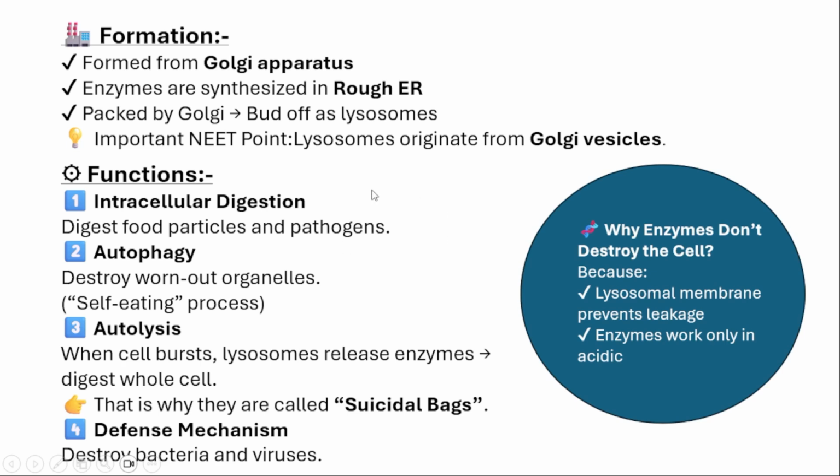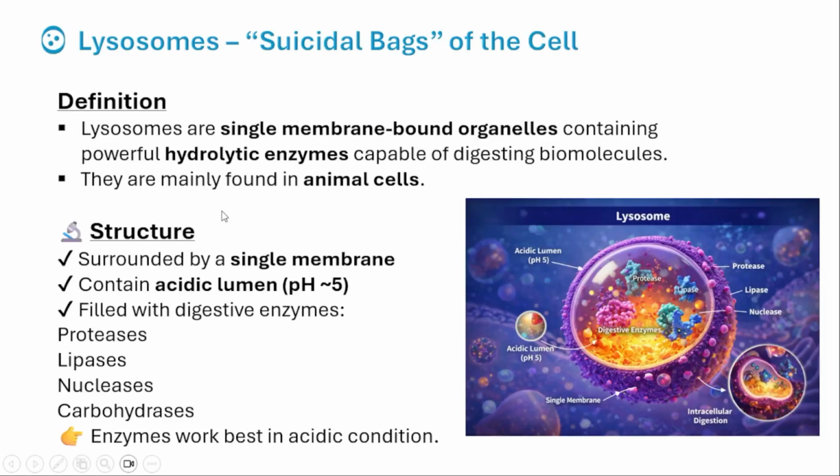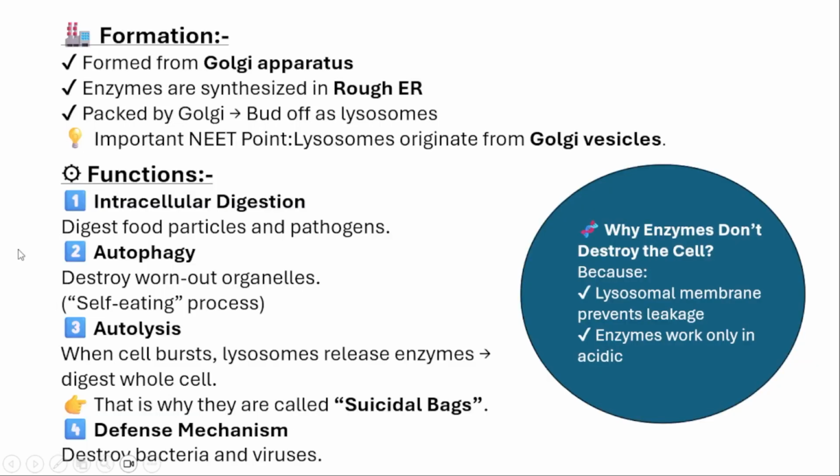How is it going to be formed? The lysosomes are formed from the Golgi apparatus. In the last slide we came to know that enzymes are synthesized in the rough endoplasmic reticulum. Whatever the enzymes, which enzymes? These ones: protease, lipase, nuclease, carbohydrases. They are enzymes which are synthesized by whom? Rough endoplasmic reticulum, and they are packaged by the Golgi and bud off as lysosomes.